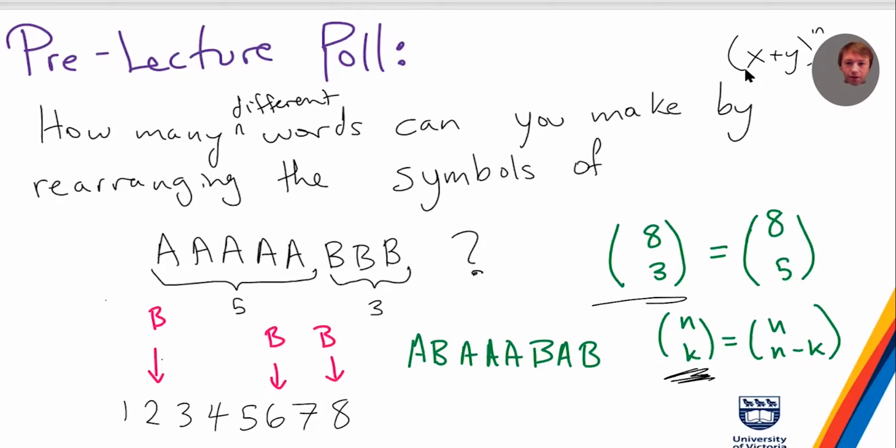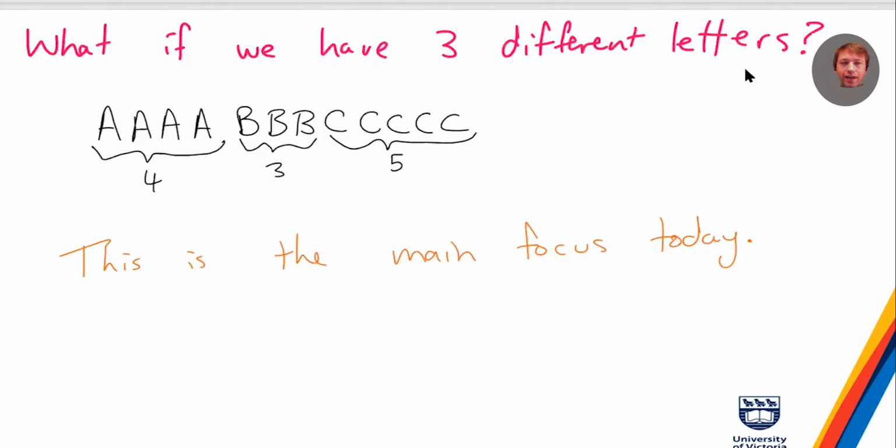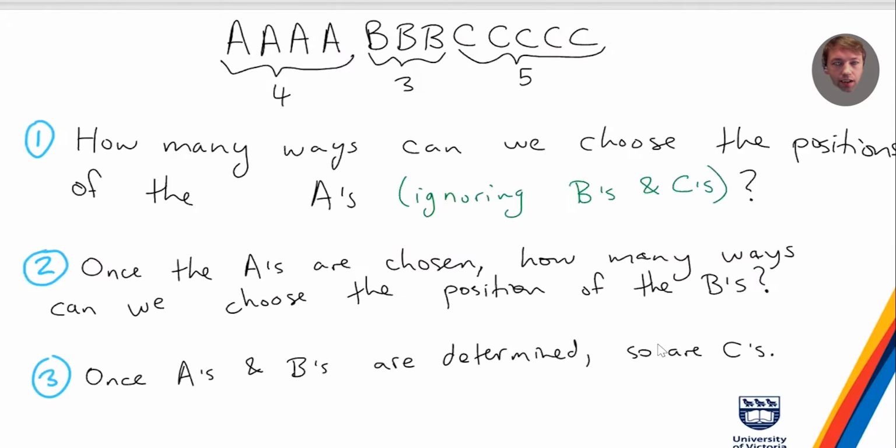So here's a motivating question, kind of related to what we just did in the poll. Suppose I've got, instead of just having A's and B's, A's, B's, and C's. How many different words can I get from rearranging 4 A's, 3 B's, and 5 C's? And this is the type of thing we're going to focus on today.